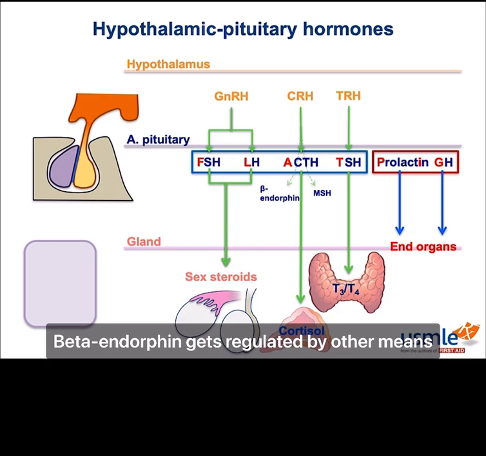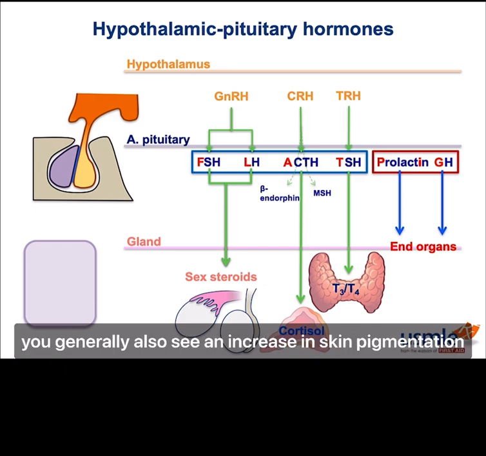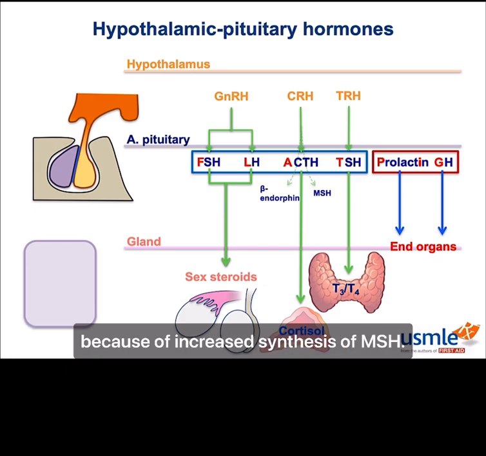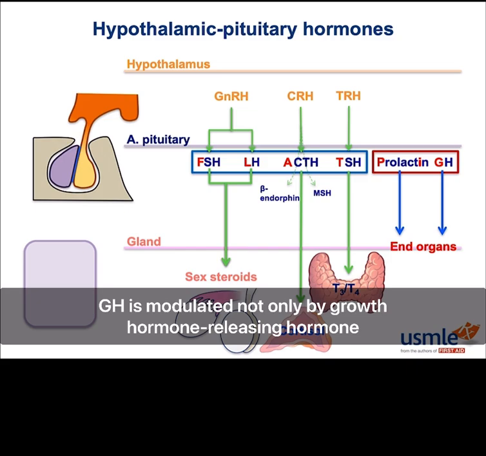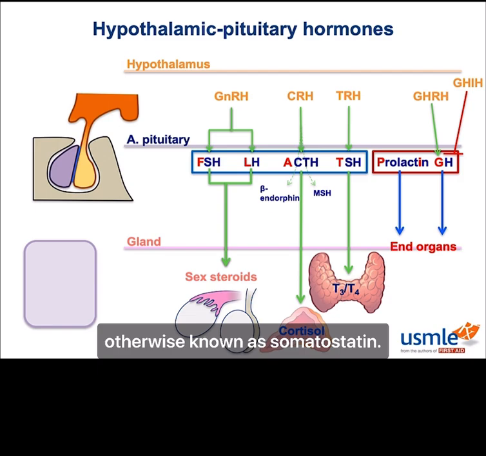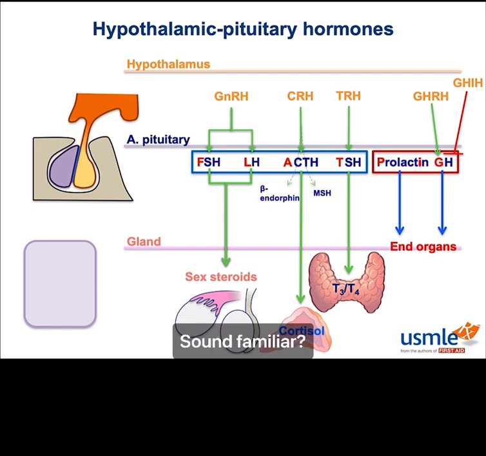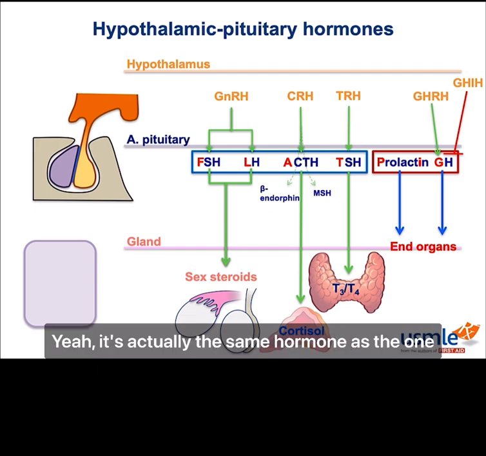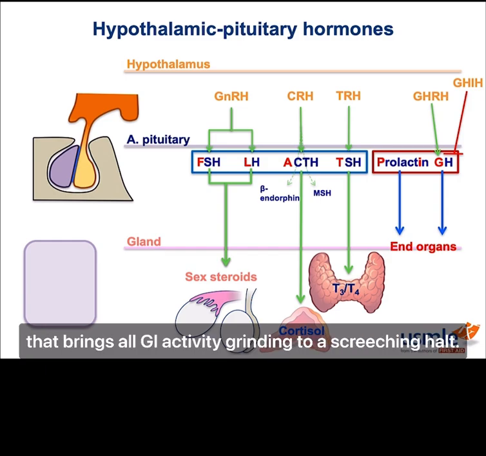Beta-endorphin gets regulated by other means, but in situations where ACTH production gets cranked to 11, like Addison's disease, you generally also see an increase in skin pigmentation because of increased synthesis of MSH. In keeping with the flat pig mnemonic, prolactin and GH work a bit differently. GH is modulated not only by growth hormone releasing hormone, but also by growth hormone inhibiting hormone, otherwise known as somatostatin. Sound familiar? Yeah, it's actually the same hormone as the one that brings all GI activity grinding to a screeching halt.